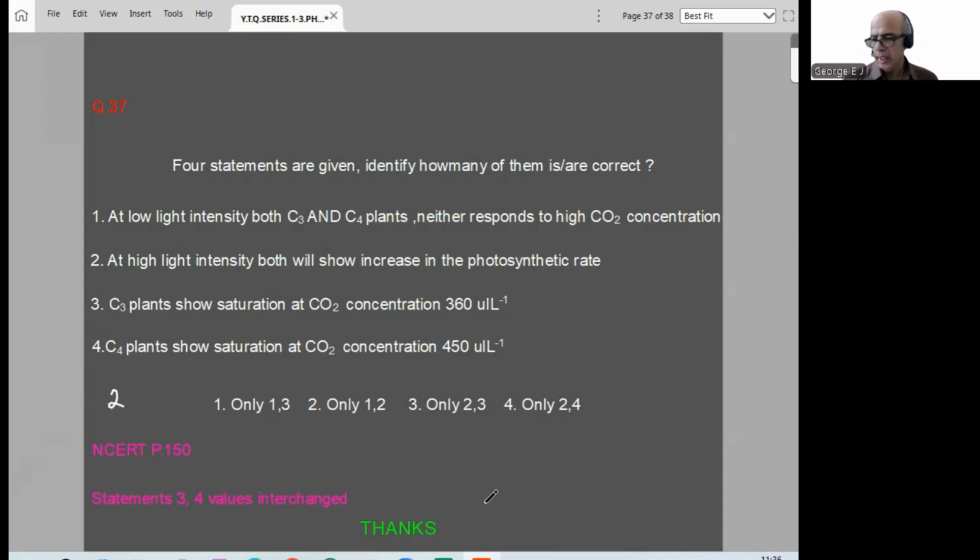So 37, it is 2. That is regarding the 37 questions in the first round of photosynthesis in higher plants. Hoping that this is clear to you. We can meet later, as we'll be continuing this question series.